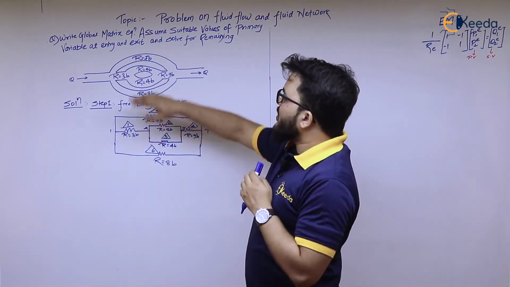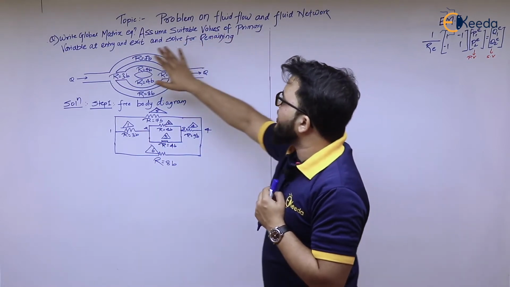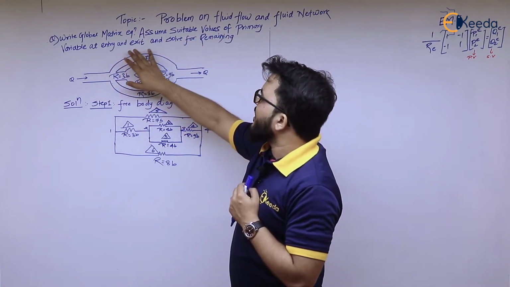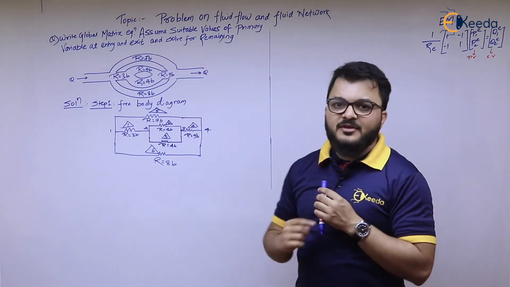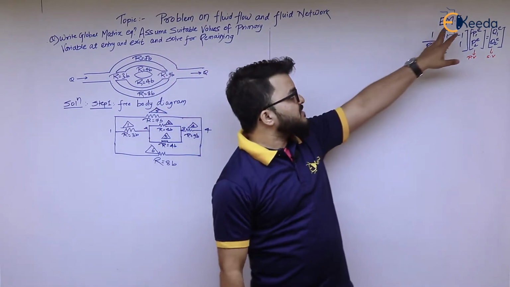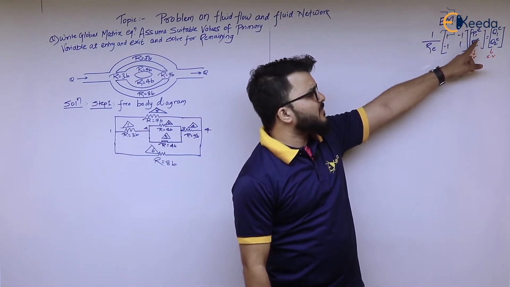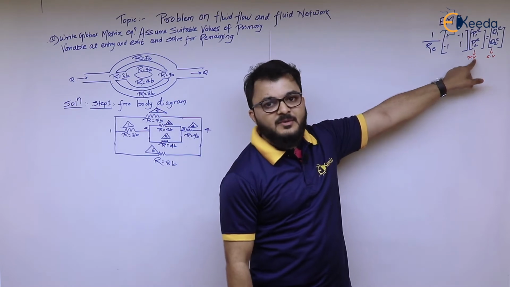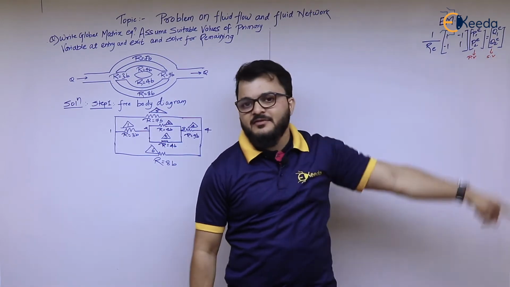Okay, so my problem is: write the global matrix equation, assume suitable values of the primary variable at entry and exit, and solve for the remaining. So first we understand what is a primary variable and what is a secondary variable. If I look at this element matrix equation, P is nothing but pressure, which is our primary variable, and Q is nothing but rate of flow, which is our secondary variable.